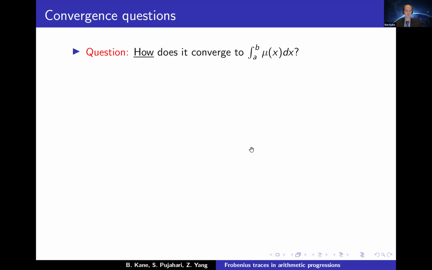Okay, so after you've done that, you can then ask another question. So that's one theorem. Now you can ask, how does it converge to that term? So we had these sort of error terms.